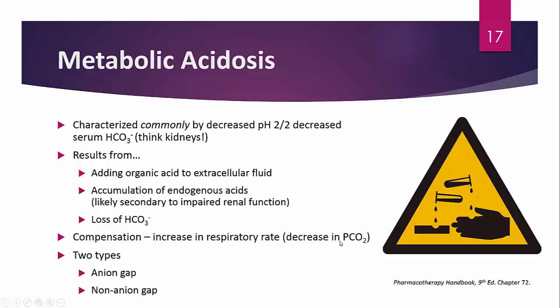A lot of times what you may see is that the PCO2 normal range, or the PaCO2 normal range, is between 35 and 45 millimeters of mercury. You may see it go down below that 35 to 45 in order to compensate for the abnormality related to the kidneys. There are two different types of metabolic acidosis: an anion gap and a non-anion gap. And we'll talk about those briefly.